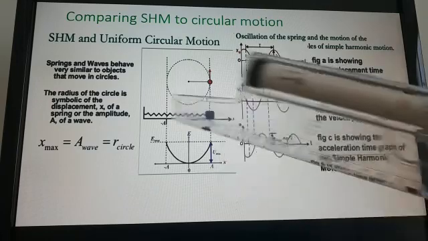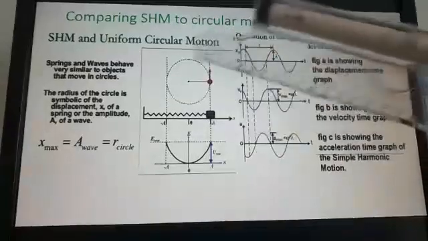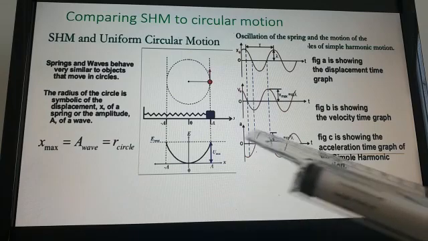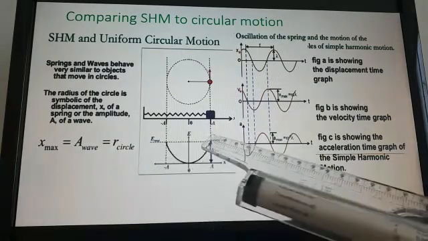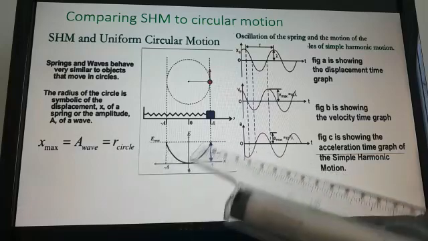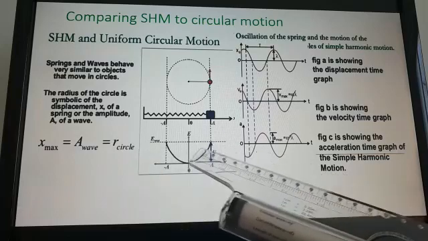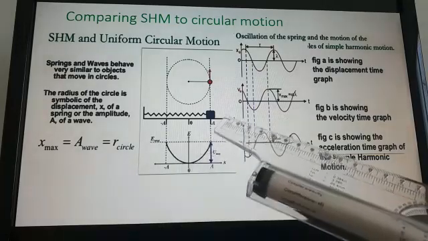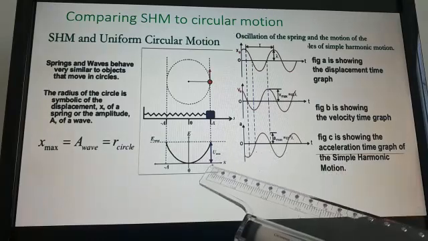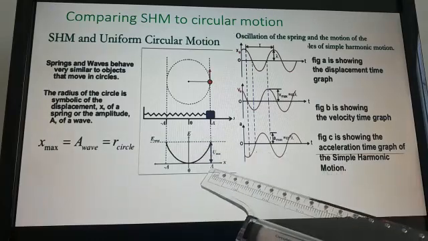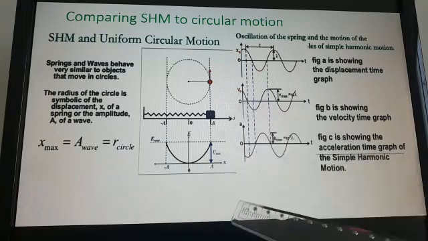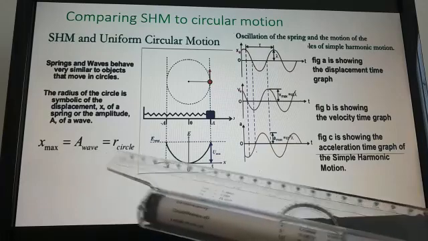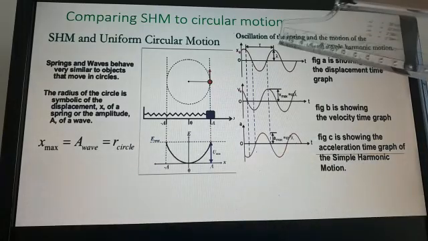And see, here the waves are similar to an object that moves in a circle. The radius of the circle is symbolic of the displacement x. This is simple harmonic motion. The pendulum is moving like this, and the displacement is equal to the radius of the circle. For a spring of amplitude A, the maximum displacement is the amplitude. The maximum displacement x is equal to the amplitude of the wave, which is equal to the radius of the circle.